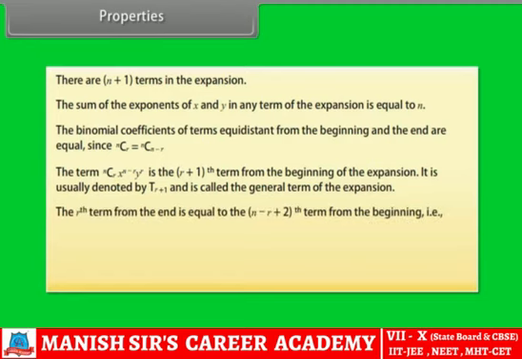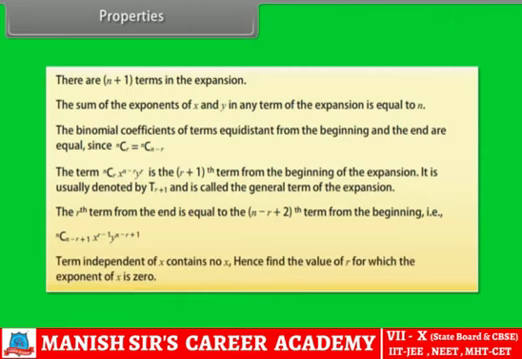The rth term from the end is equal to the (n-r+2)th term from the beginning, that is nC(n-r+1) times x^(r-1) times y^(n-r+1). The term independent of x contains no x, hence find the value of r for which the exponent of x is 0.